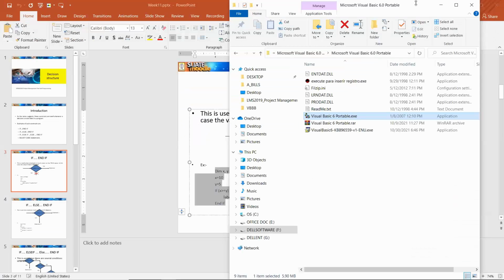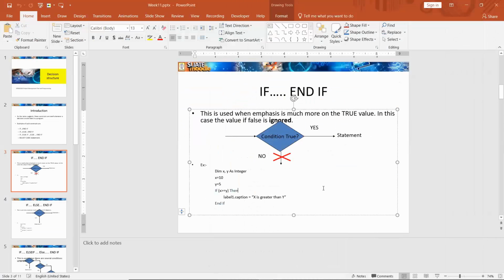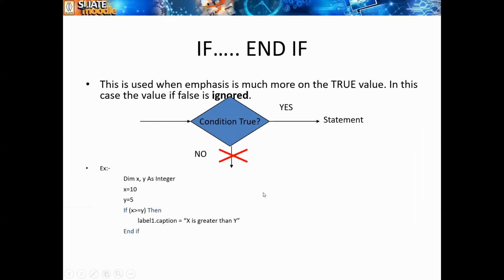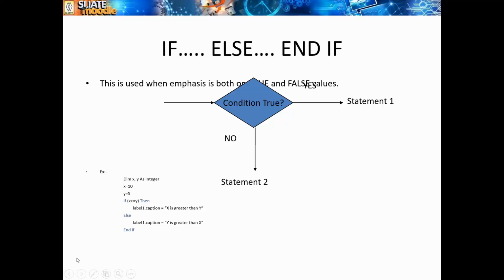Now I think this is clear to you. If it is not clear to you, please mention in the chat or you can directly ask questions. Okay. So I didn't use this label one caption. Instead, I used print option, right? Remember that. Then let's move to the other slide.